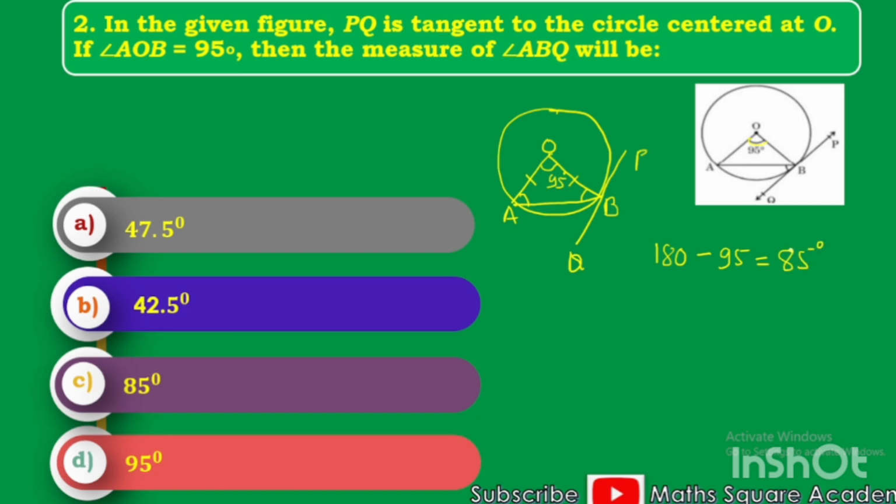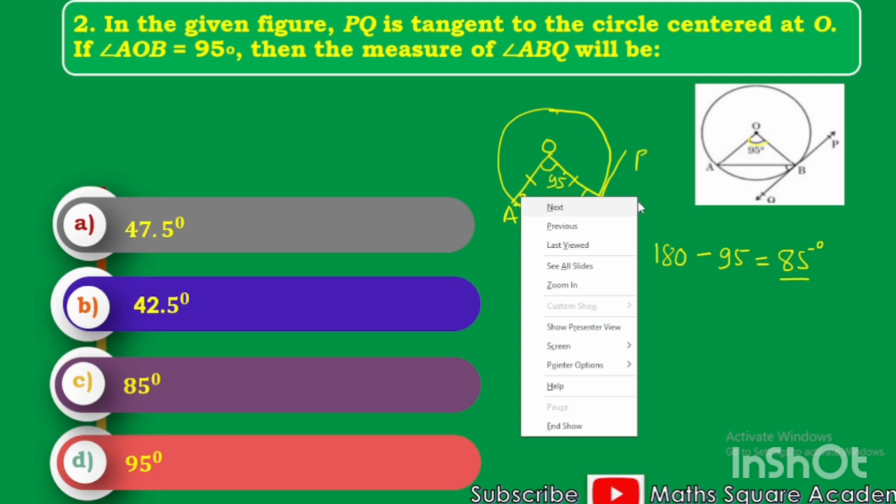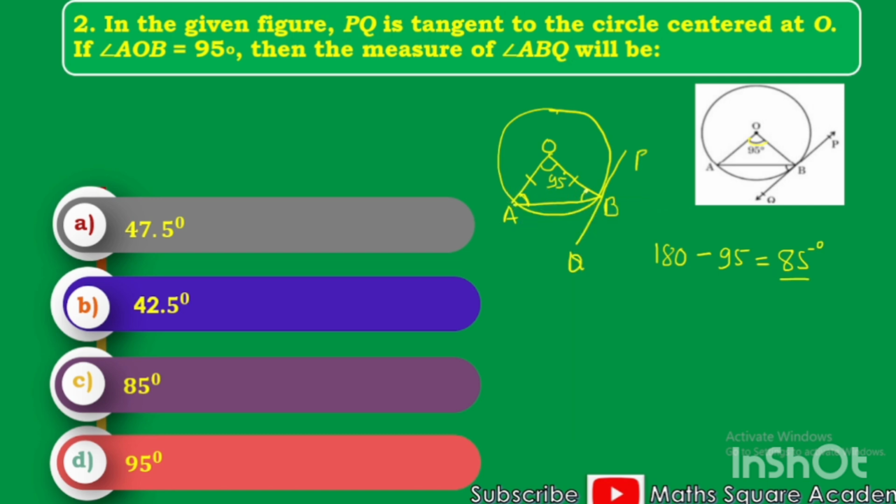So the 85 degrees is the sum of angle A plus angle B. Both are equal, so you divide by 2. 85 degrees upon 2 gives 42.5 degrees. So angle A is 42.5 and angle B also, angle OBA, is equal to 42.5 degrees. Okay, you got angle OBA.